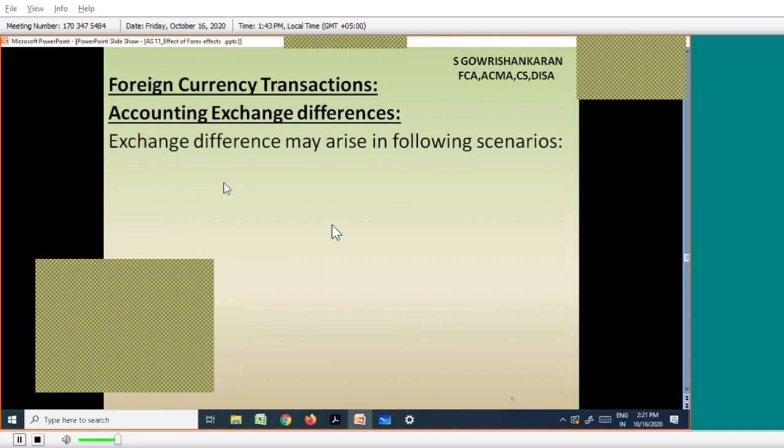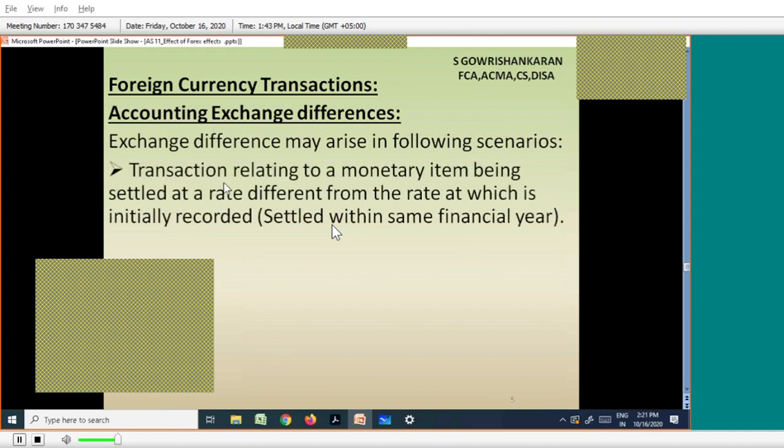Exchange differences may arise in the following scenarios. First scenario, we discussed just now: transaction relating to a monetary item being settled at a rate different from the rate at which it is initially recorded, settled within the same financial year. That is the first scenario.